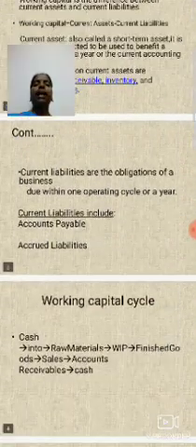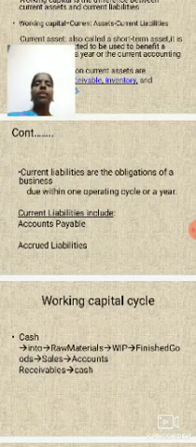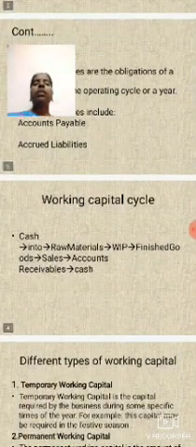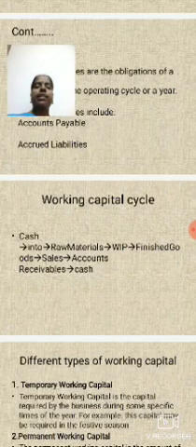What do you mean by current liabilities? Current liabilities are the obligations of a business which are due and paid within a year. Examples of current liabilities: accounts payable, accrued liabilities, etc.